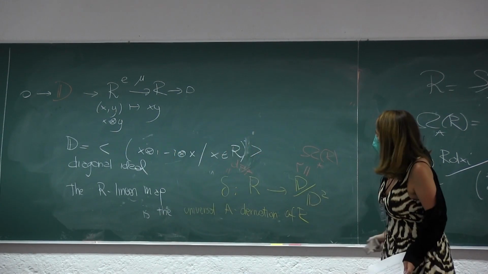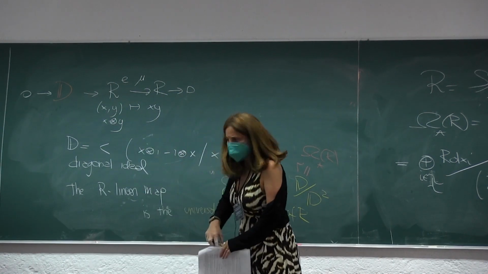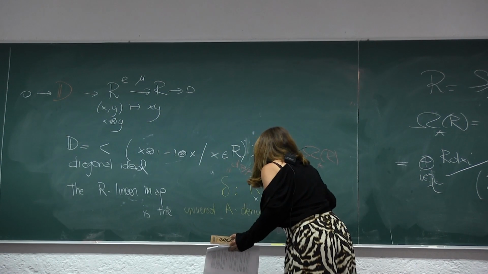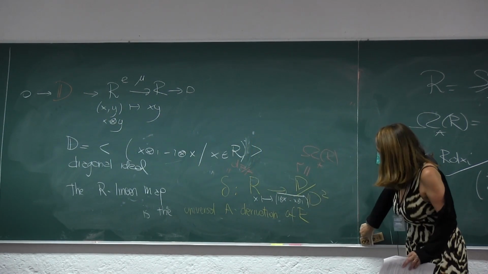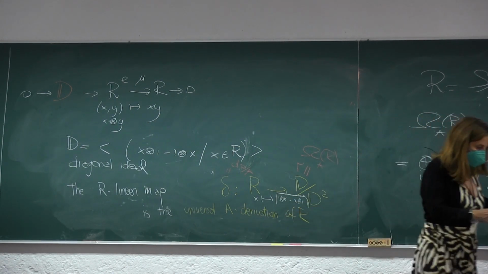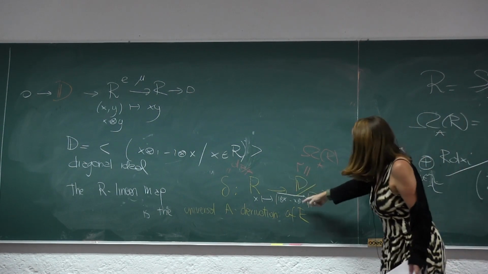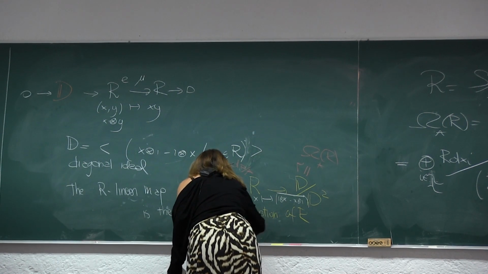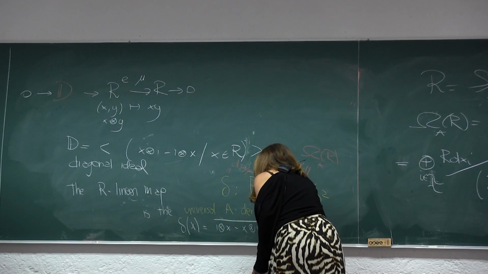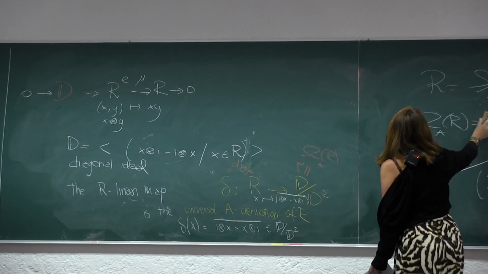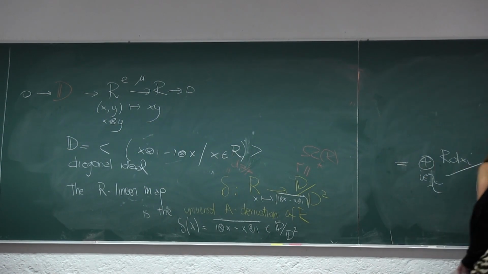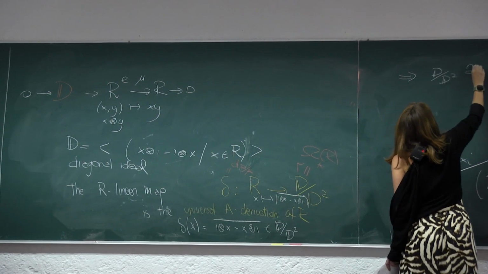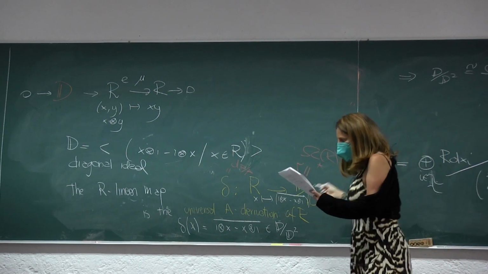This delta is just x tensor 1 minus 1 tensor x. These are the generating set. No, but this delta, the small delta that we find, I didn't tell you how it's defined. So it sends x to 1 tensor x minus x tensor 1. I have to give it to you on every x, and the image of delta is exactly this guy, and this is obviously D over D square. Maybe I didn't say that. But if we claim that this is the universal A-derivation, what follows immediately is that D over D square must be the module of differentials. So this is the first description of the module of differentials.